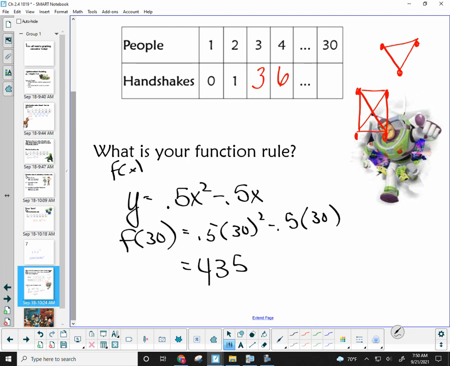So today when you do your homework, you're going to have some regression that's just straightforward, like calculating the function rule and then a specific number. And you're also going to have some where it's modeling, where you're creating your own table to answer questions like the handshake question. Okay? Cool.